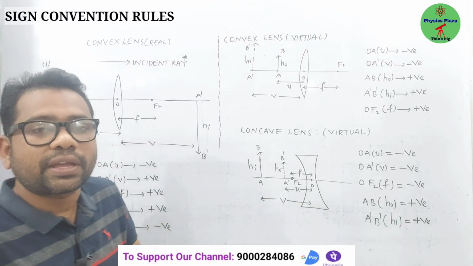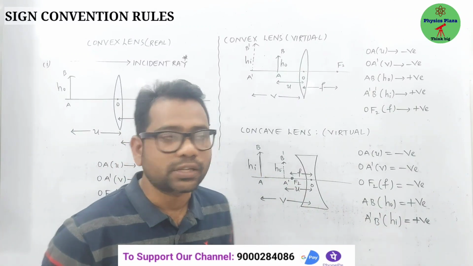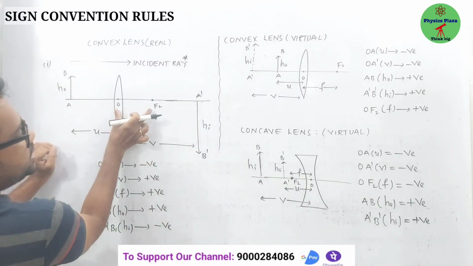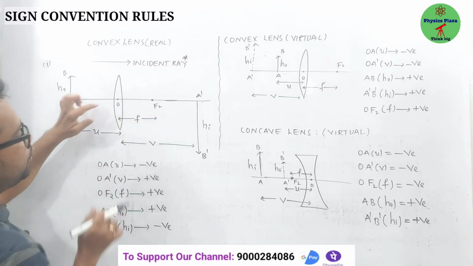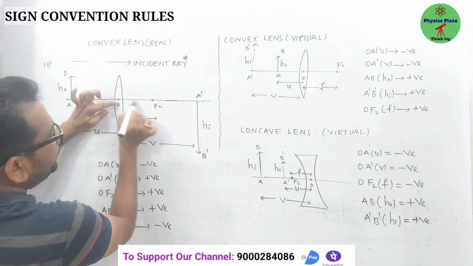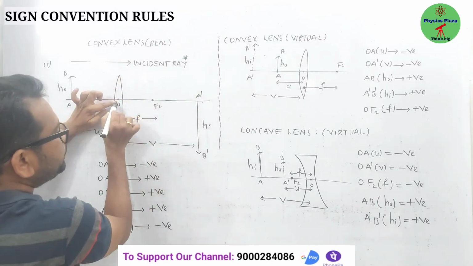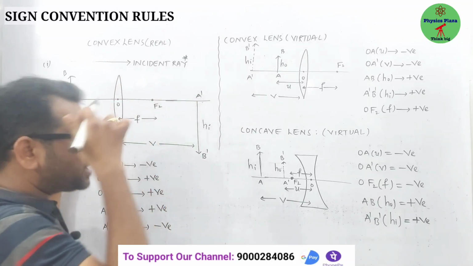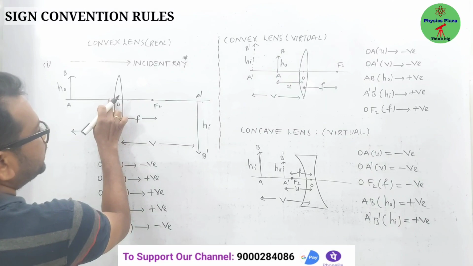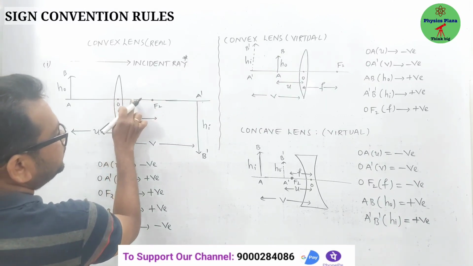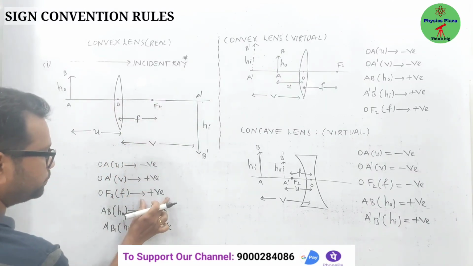Now focal length. For a convex lens, the focus is taken on the right side. At the second focus, generally we consider the focus of that particular lens. So it is the right side, and this distance is the focal length. From where should we start? From the optic center. O to F2 means we are going in the direction of the incident ray. So when measuring, keep the direction of the incident ray in mind. It is the right side only, so we are measuring in the direction of the incident ray. So it is positive.